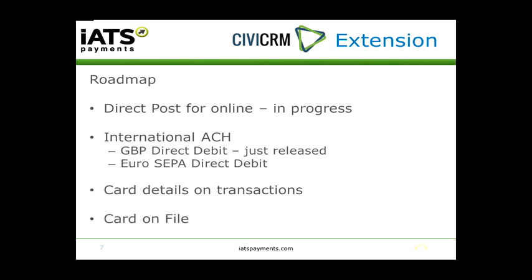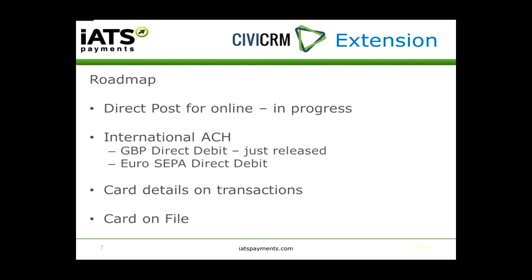We're also expanding more internationally. So at the moment we can do British pounds and direct debits, but we can also do SEPA soon, which is the European version of ACH bank transactions. We also want to add card details to the transaction so that you'll be able to run reports to say how many of my donations were done with Visa or MasterCard or with Amex or Discover. And that's important when it comes to reconciliation of costs.